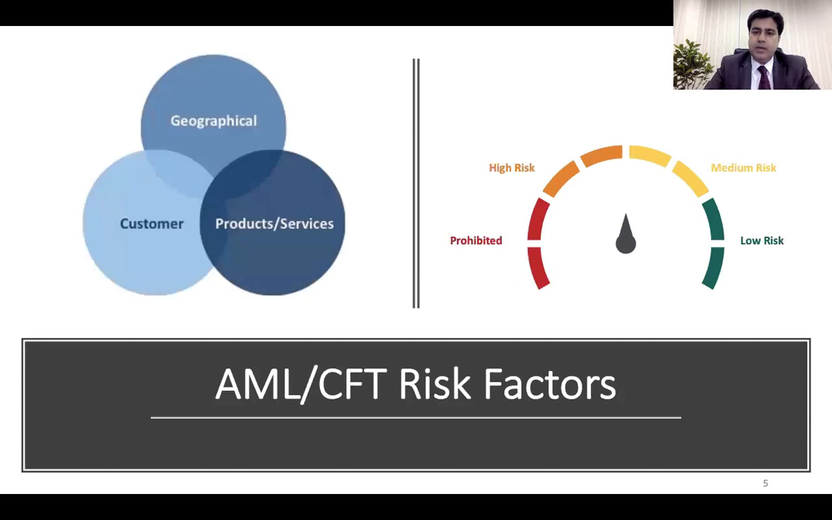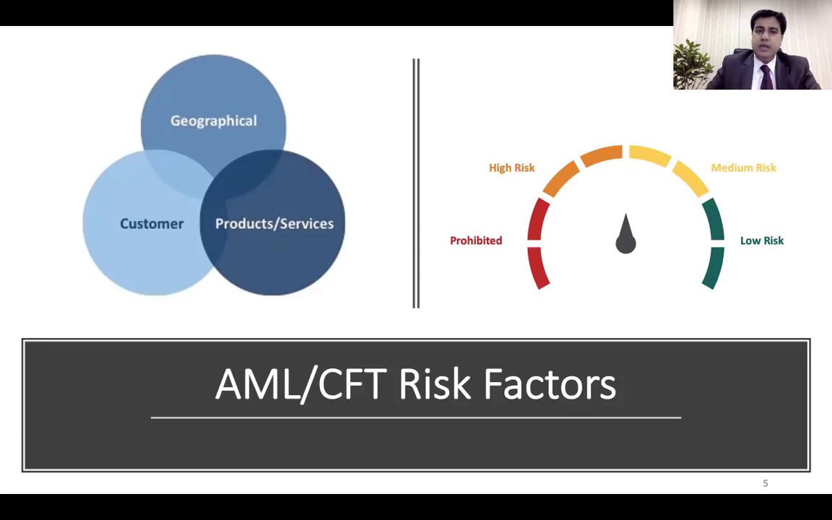Now, from an AML perspective, broadly there are three things we always look at. Customer: what is the profile of the customer? Whether the customer is a PEP or not, what kind of business he's getting into, what their background is, and whether there are any red alerts against that customer profile or against the customer ID.